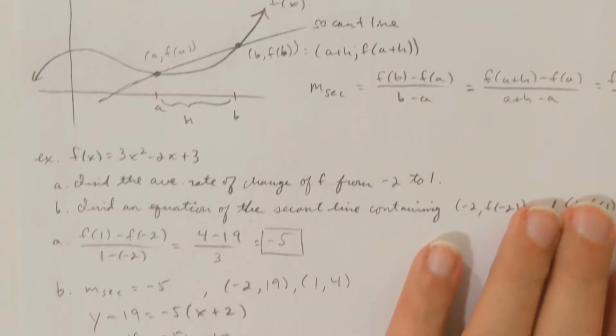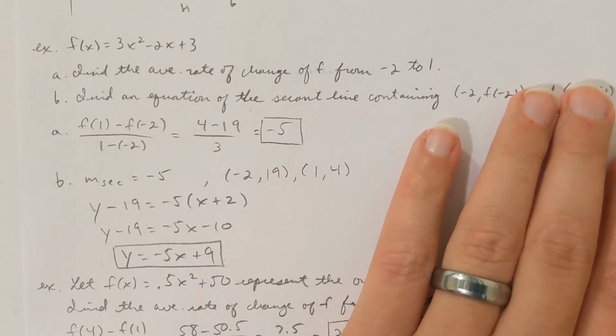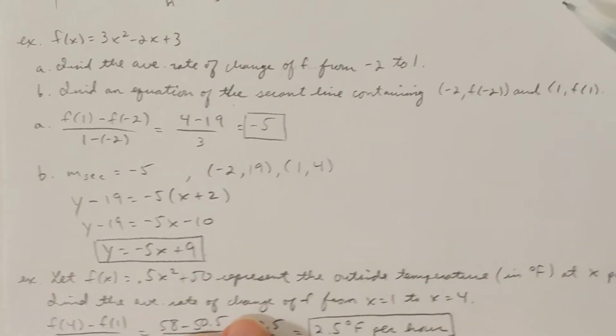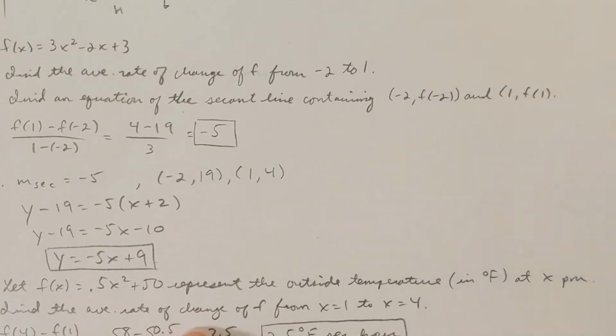All right. So, for example, suppose that f of x is equal to 3x squared minus 2x plus 3. Let's find the average rate of change of f from negative 2 to 1, and then let's also find an equation of the secant line containing negative 2, f of negative 2 and 1, f of 1.